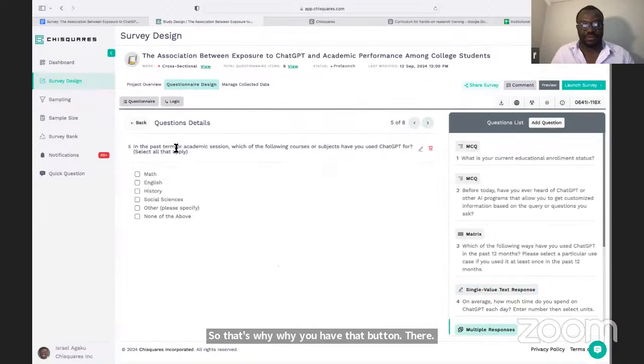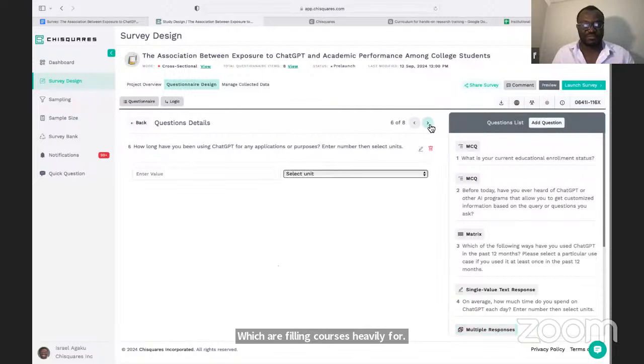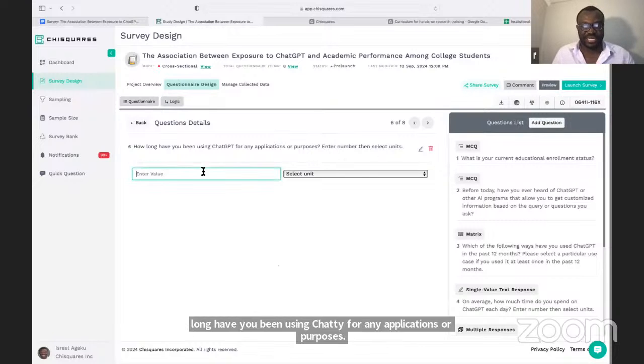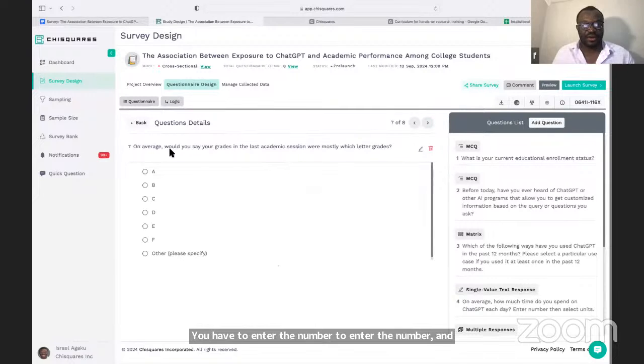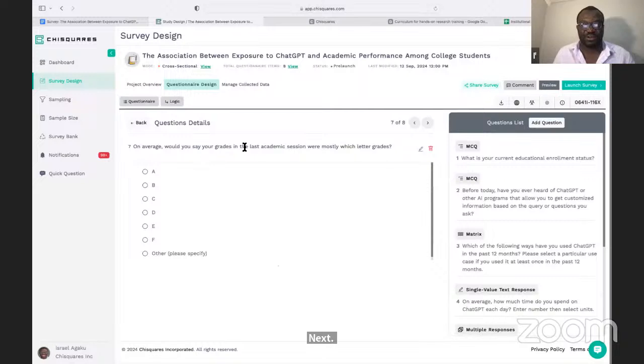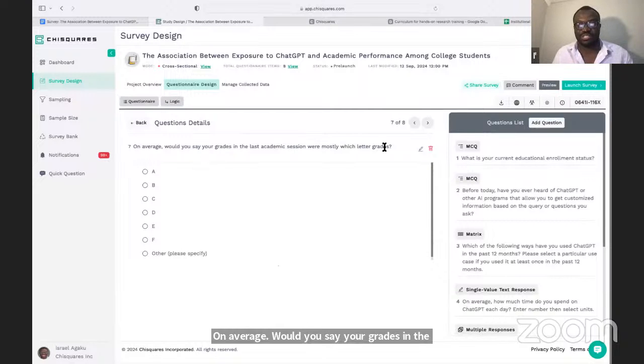In the past term, which of the following courses have you used ChatGPT for? So great, we have it as a multiple response question. How long have you been using ChatGPT for any applications or purposes? You have to enter the number, and then they can select the units of measurement. Next, on average, would you say your grades in the last academic session were mostly which letter grades?